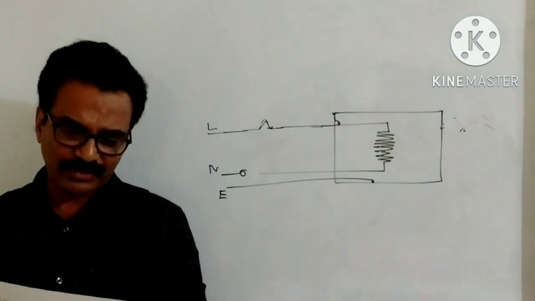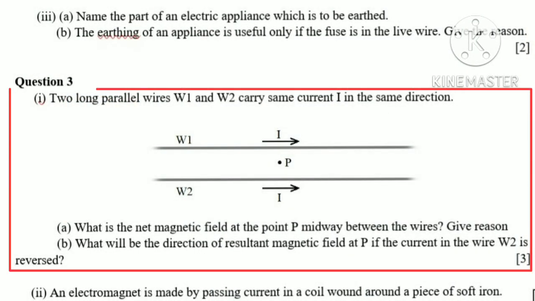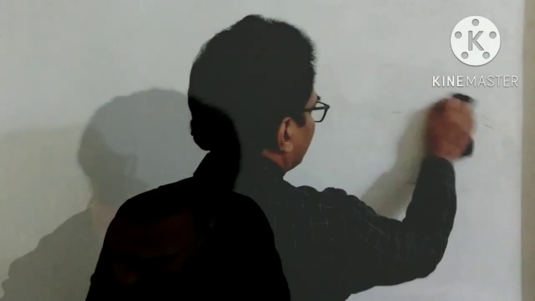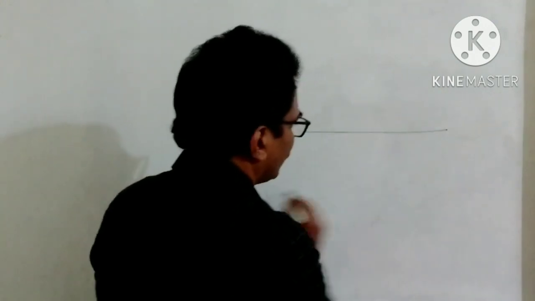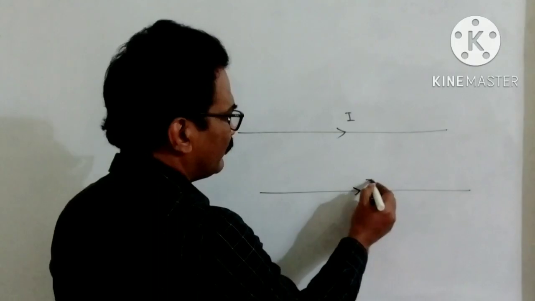Okay. Next question. Question 3. Two long parallel wires W1 and W2 carry the same current I in the same direction. What is the net magnetic field at the point P midway between the wires? Give reason. What's your answer? One wire is there, another wire is here, and here current flows in this direction I. Here also current flows in this direction.